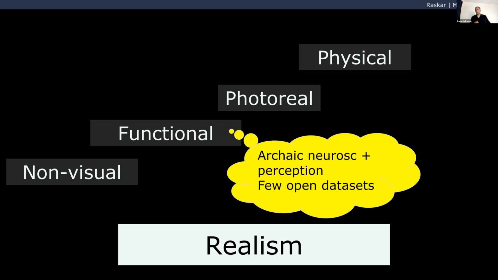And the reason functional realism hasn't taken off is that the neuroscience of what it means to be together and to be there is pretty archaic. In our experience, most of the research in neuroscience is based on specific assumptions of what it means to be there, and there are very few data sets that allow us to do this research as well.